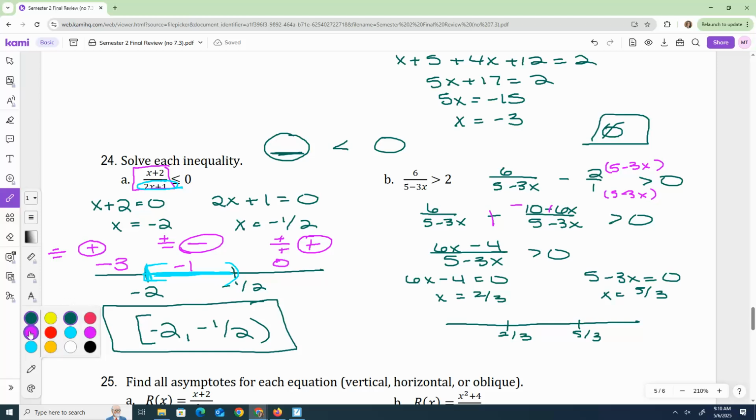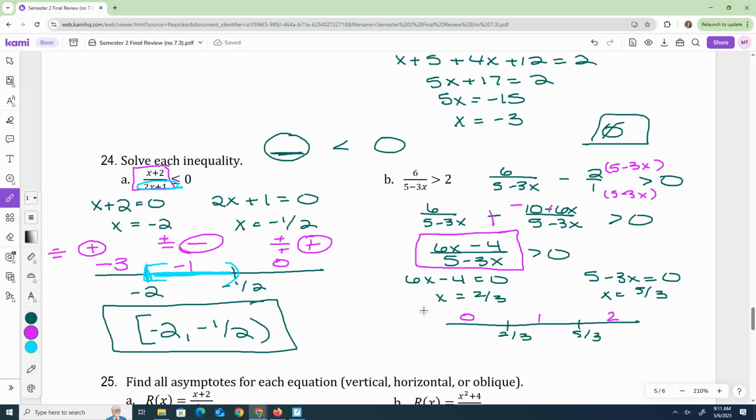Then we do test points, so a number smaller than 2/3, maybe a 0. A number in between 2/3 and 5/3, so maybe 1. Then a number bigger than 5/3, maybe 2. And we are plugging them into this fraction, when we have the fraction on one side, 0 on the other.